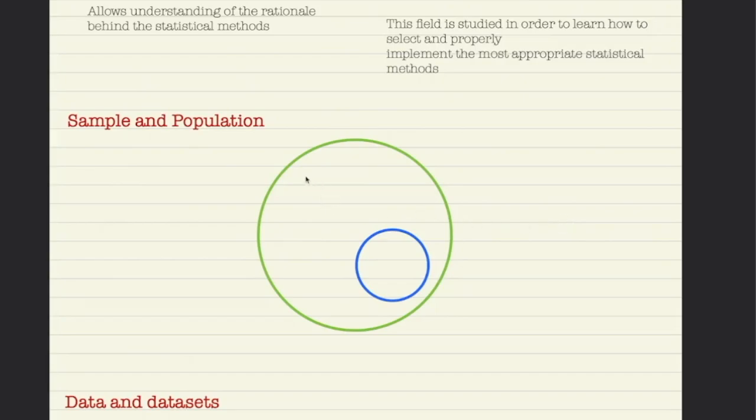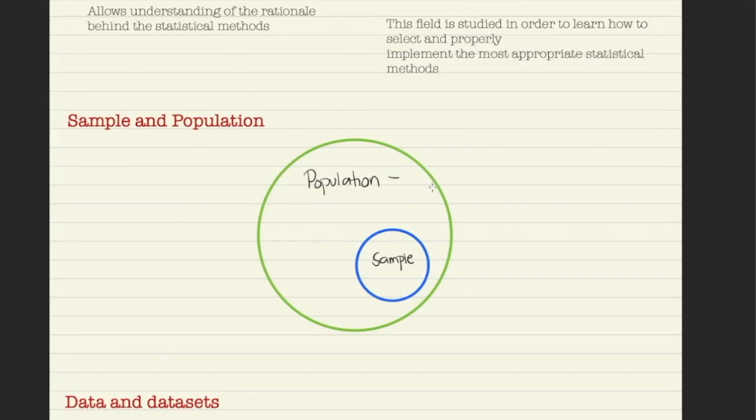The green circle here represents our population. The blue circle represents the sample. How do we define population? Population is the collection of all elements under consideration in a statistical inquiry. Sample is a subset of the population.